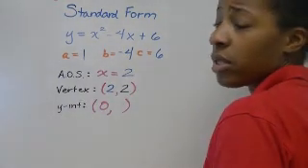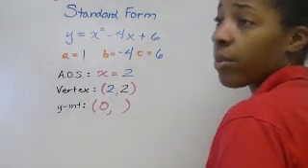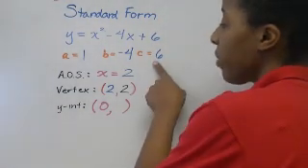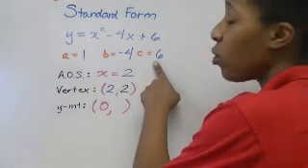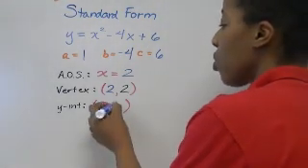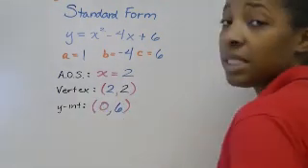Our last characteristic that we're going to find is the y-intercept. Remember, it's 0, comma your c value. Since we already identified way at the beginning what our c value was, which was 6, then our y-intercept is as simple as 0, comma 6.